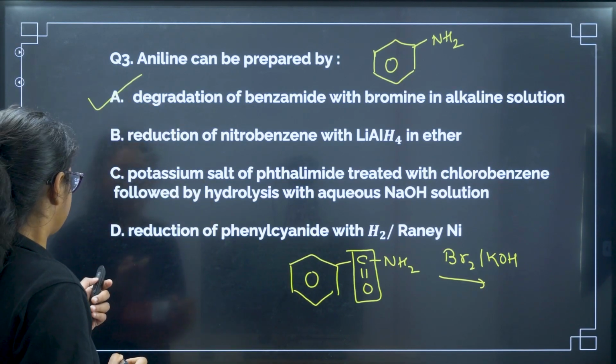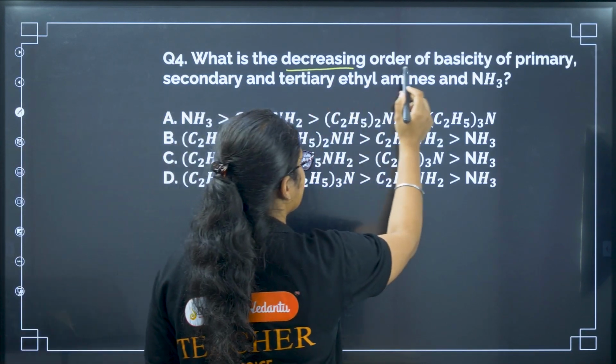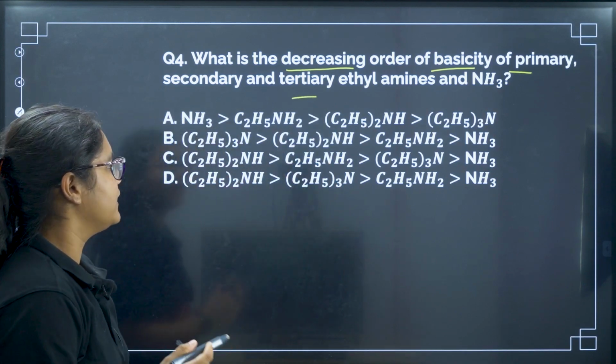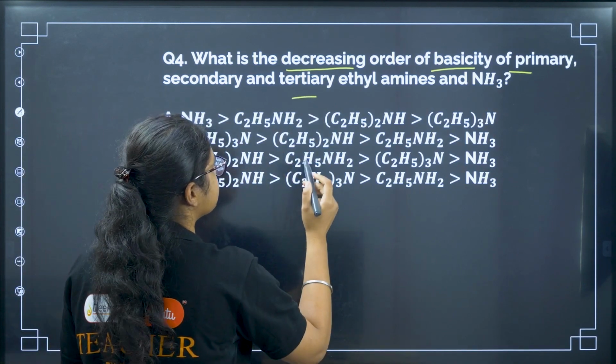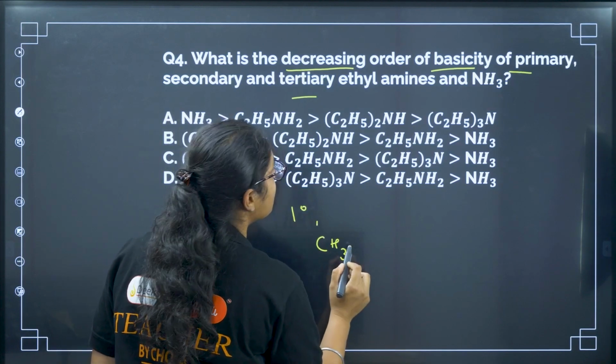Okay. Next question. Which of the following is the decreasing order of basicity of primary, secondary and tertiary ethyl amines and NH3? So now what are the values given here? You can see primary. So primary amine is this one.